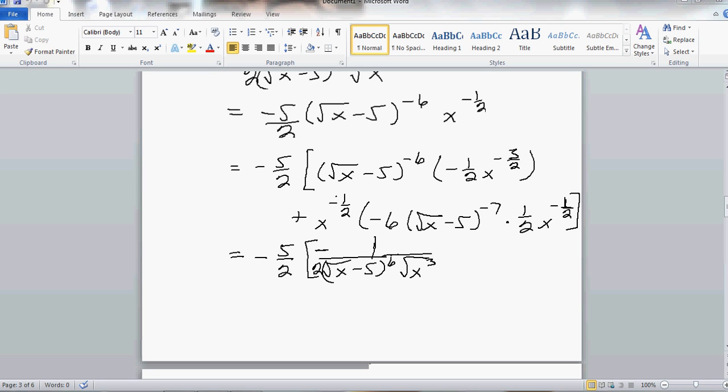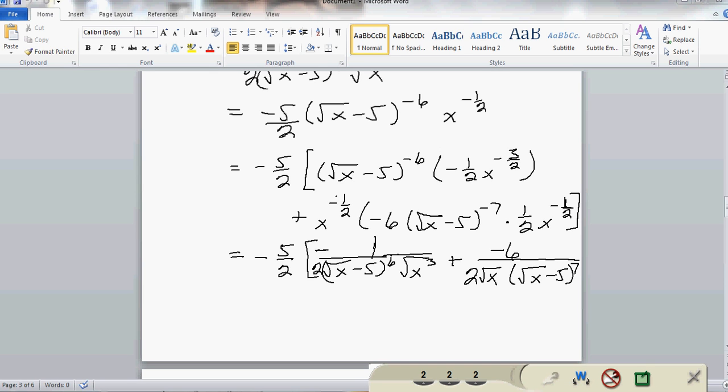Dealing with this mess here, that would be plus, okay, let's see what we've got. x to the -1/2 means this goes in the bottom. We get -6 up here on top, because the -7 does not affect that, it only affects this stuff down here. So square root of x minus 5 raised to the 7th power. We need to put another 2 down there, and we need to put another square root down there. In other words, I wrote this down a little bit too early. That becomes an x when we take the square root of x times the square root of x down there.